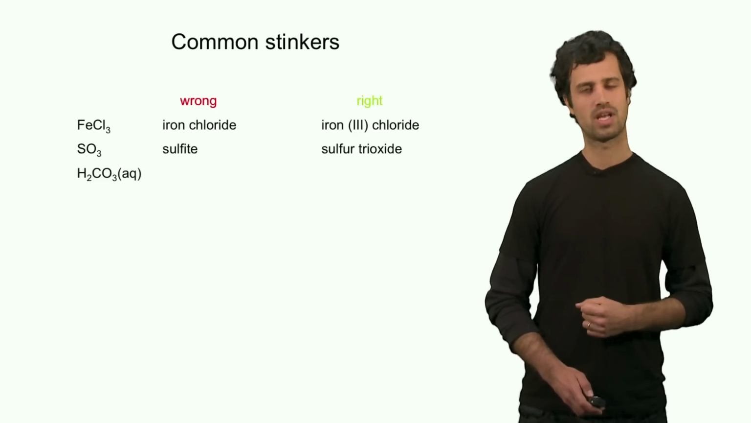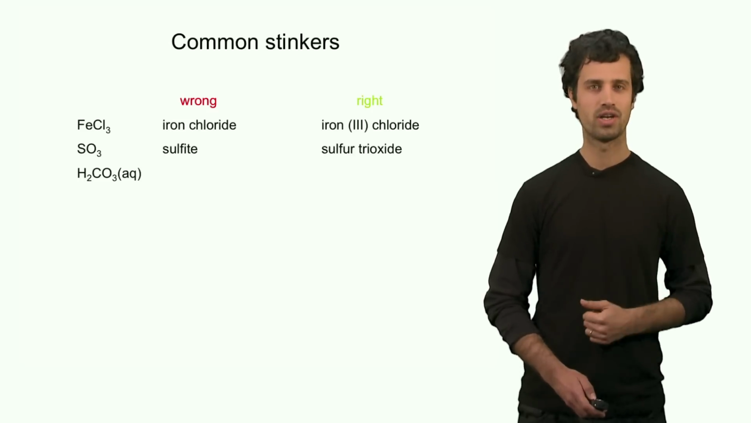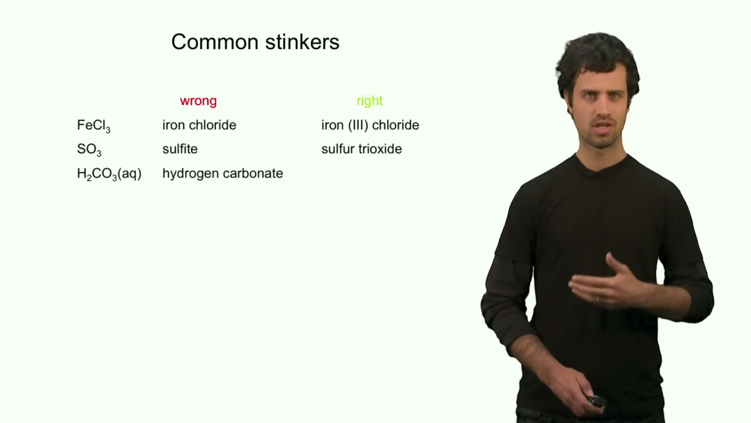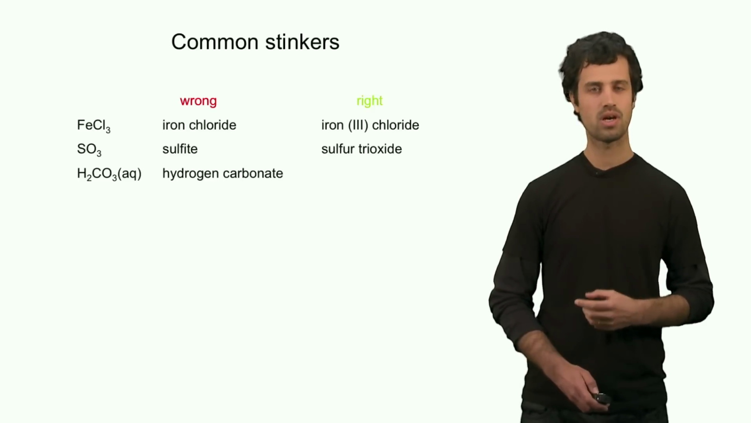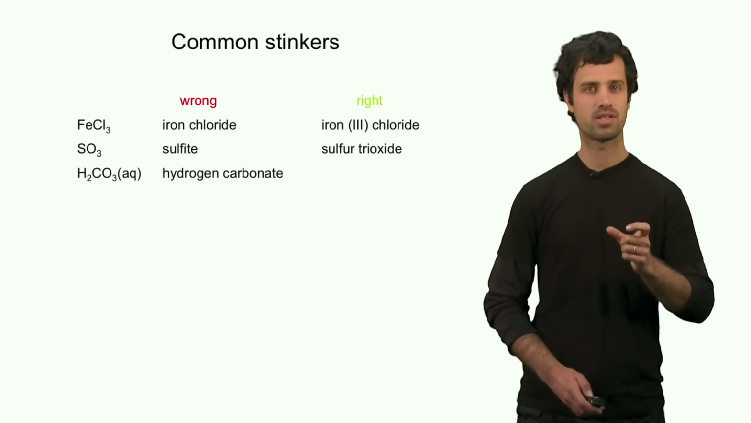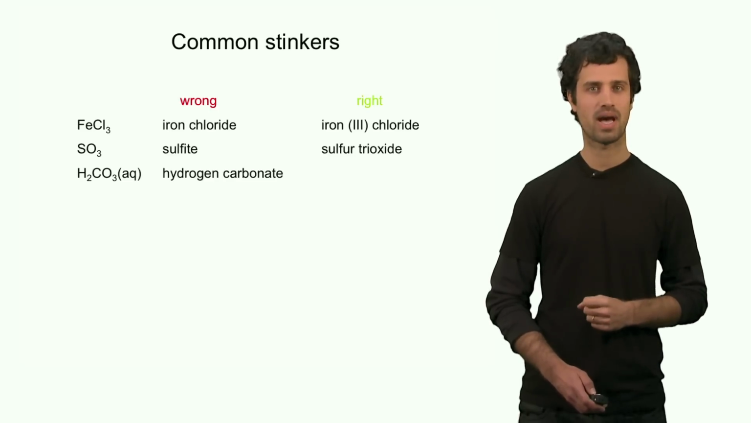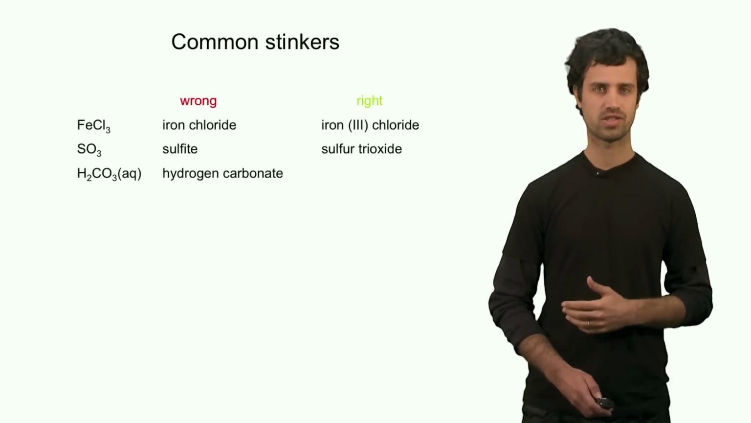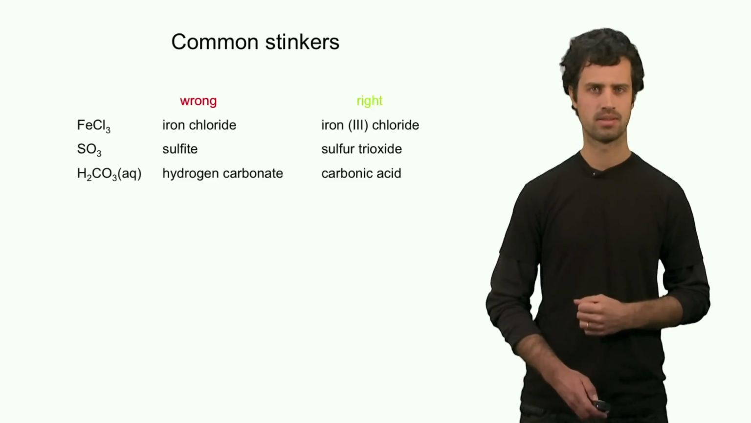The third example is an acid. It is an acid with the anion carbonate. Now, sometimes you can call this hydrogen carbonate. However, in this case, you cannot. Because in this case, it is specified that the substance is dissolved in water. And if it is dissolved in water, indicated by the sign aqueous, AQ, we have to call this an acid. In this case, it's called carbonic acid.